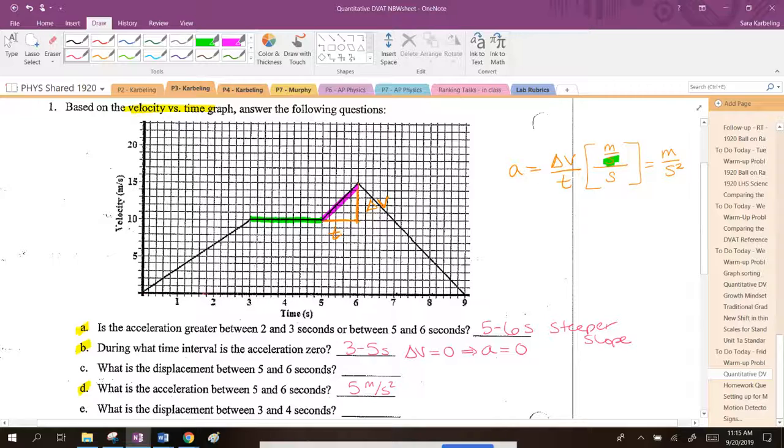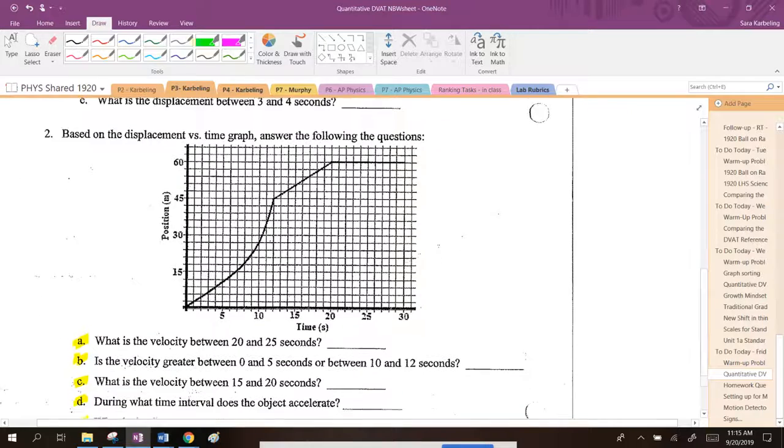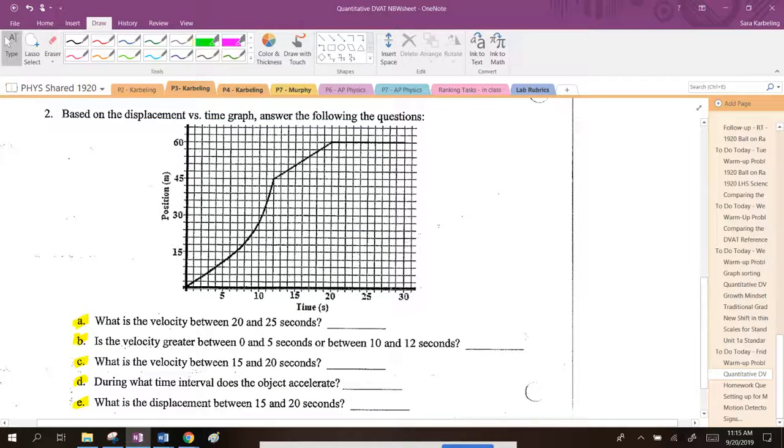So that would be like the big takeaway moment right there. It was great. All right, we're going to go back to number 2. So you're flipping it over to the back. We're going to stay in the back there.